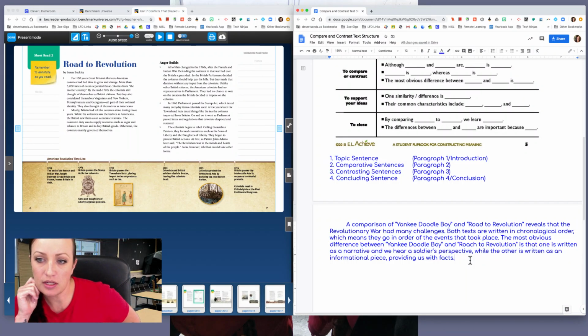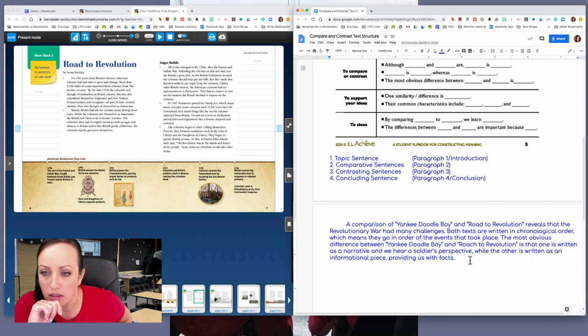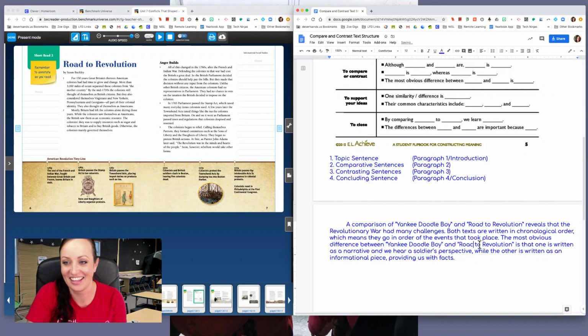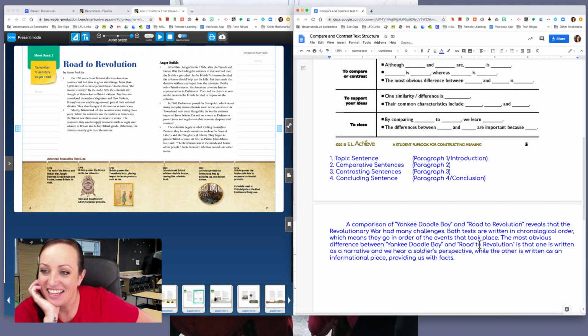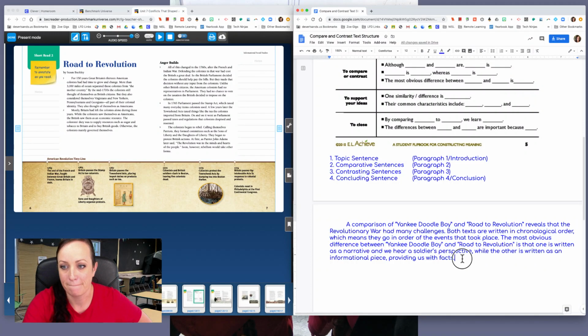A comparison of Yankee Doodle Boy and Road to Revolution reveals that the Revolutionary War had many challenges. Both texts are written in chronological order, which means they go in order of the events that took place. The most obvious difference between Yankee Doodle Boy and Road to Revolution is that one is written as a narrative and we hear a soldier's perspective, while the other is written as an informational piece providing us with facts.